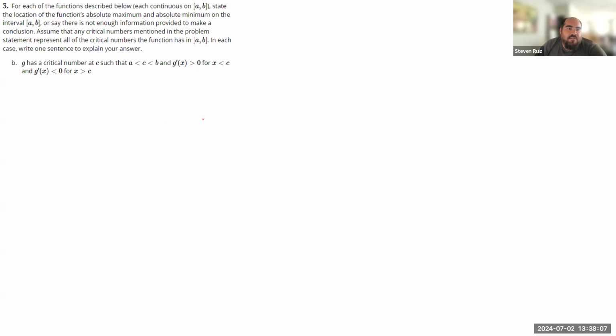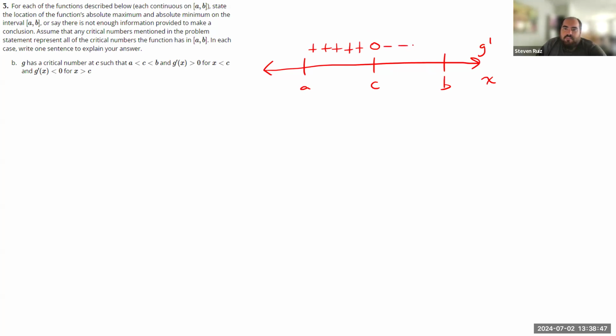All right, part B, g has a critical number c, such that c is strictly between a and b, and g prime of x. Okay, so let me draw a sign chart here. There's a lot of information to worry about, so let's get some organization. So these are x values. I want to look at g prime. I have a critical number at c, so my derivative is equal to 0. What's true about the derivative to the left of c? It's positive. And how about to the right of c? It's negative.